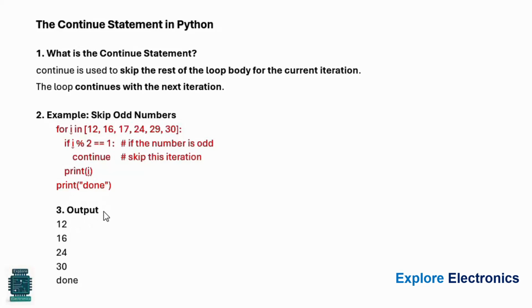Let us see the output here. It printed 12, 16, 24, 30 and done. Here 17 is not printed. Why? Because the condition becomes true here. That's why it won't print that. It will skip this part and go to the next iteration. This is exactly how the continue statement works in Python. It will skip only the current iteration of that loop body and continue with the rest of the iterations. Very simple, right? The continue statement in Python.